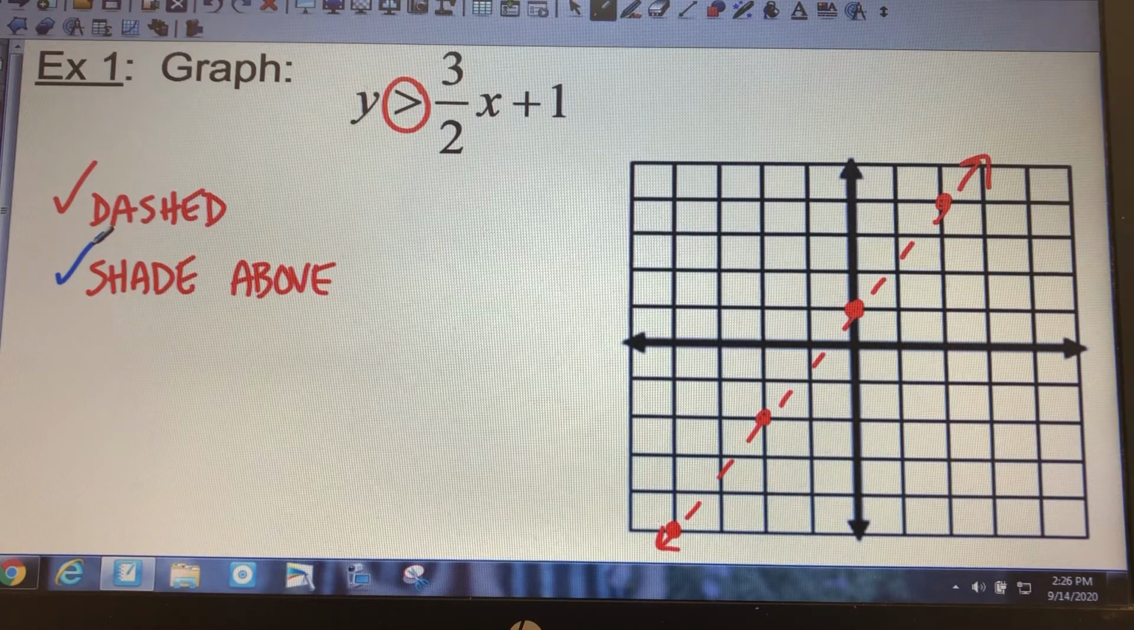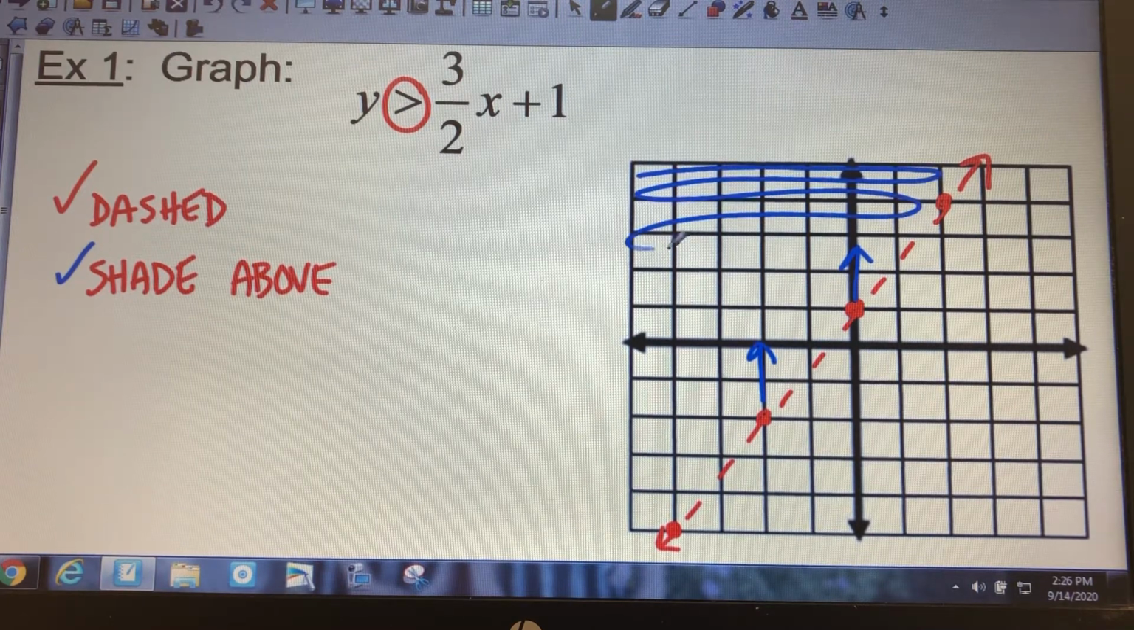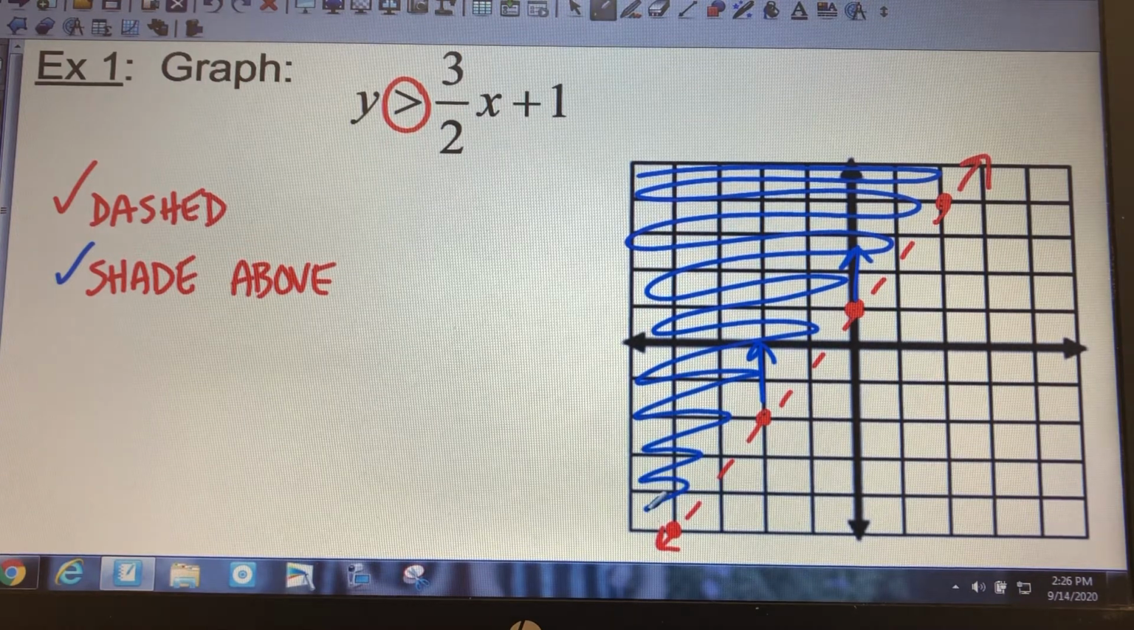Well, pick any point and go up. So that will show you that that's above. You know, this point, it's above. So we're going to shade all of this. So that's how we graph inequalities. So that shaded region, that blue region, every single one of those points is part of the solution set.